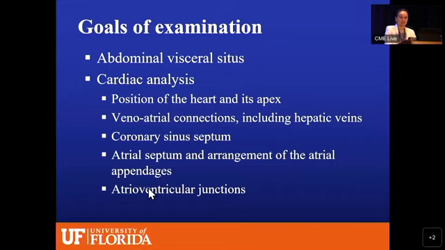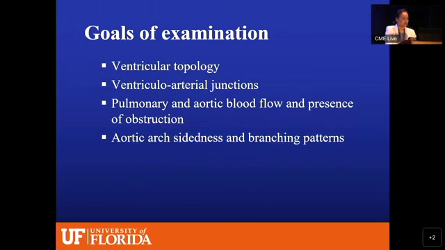Again, it's duplication of the right atrium or left atrium. So in right atrial isomerism there are two right atrial appendages, and with left atrial isomerism there's duplication of the left atrial appendage. And again, where are the AV junctions? Likewise, look at the ventricular topology: is your morphologic right ventricle really the right ventricle, and is your morphologic left ventricle on the left? Where are your ventricular arterial connections?